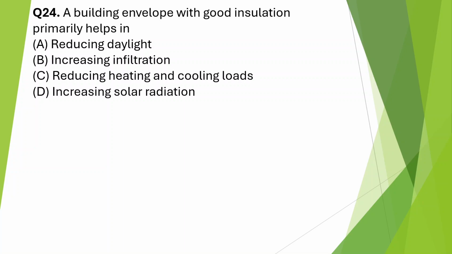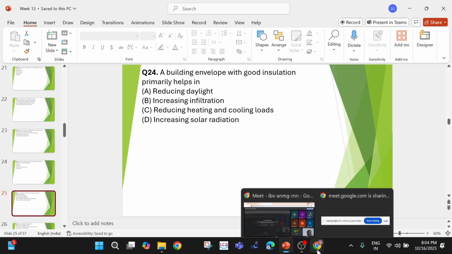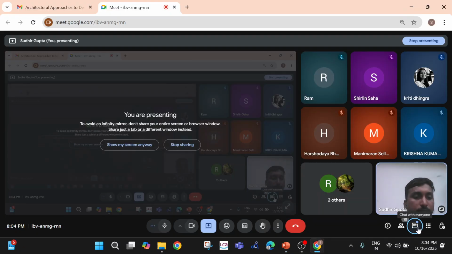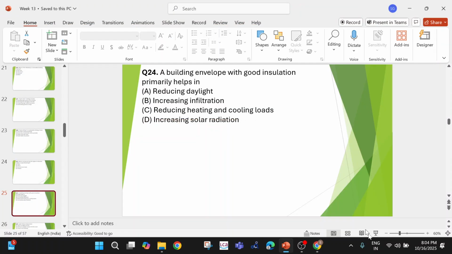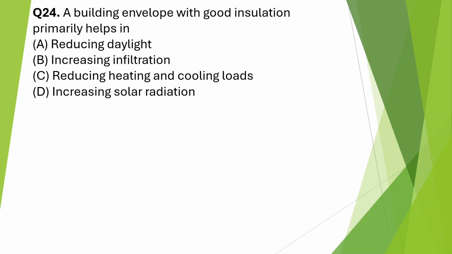Most of the answers, with only one or two incorrect, you have given correctly, whatever we have discussed in the 24 questions. For this particular question also, everyone is voting for option C. Looking at your preparation level, that is the correct answer, guys: reducing heating and cooling loads.